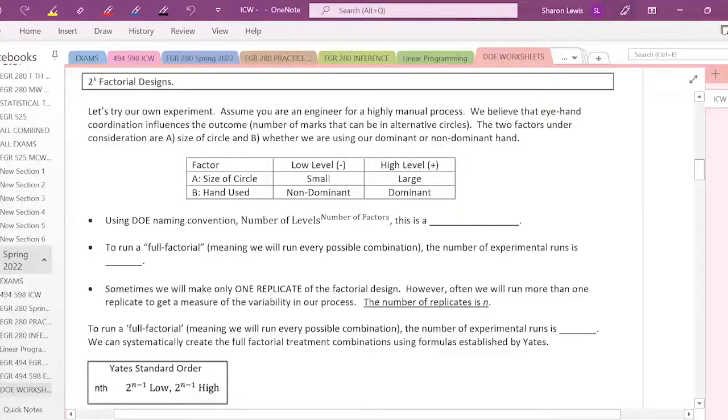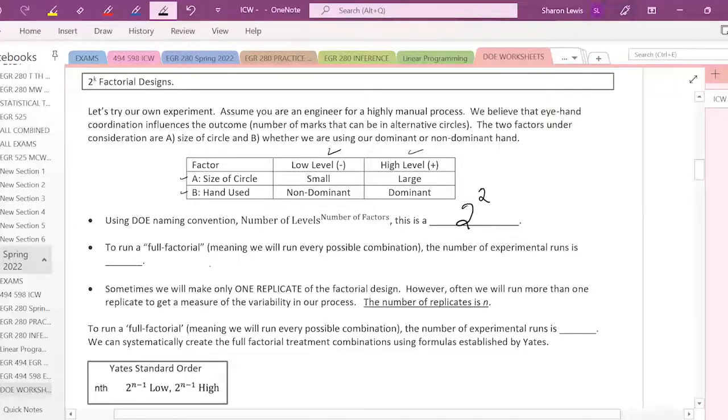Using our DOE naming conventions, which is the number of levels raised to the number of factors: we've got a low level and a high level, so the number of levels is 2. And the number of factors, we've got A and B, so 2 factors. So this is a 2 to the 2, and that's how you say it. I've got a 2 to the 2. I've got a 2 to the 5. I've got a 3 to the 2.